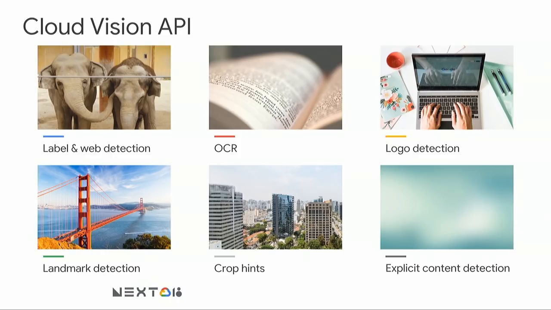OCR stands for optical character recognition. So this can extract text from images, it can tell you where that text is, and it can even understand the language of that text.